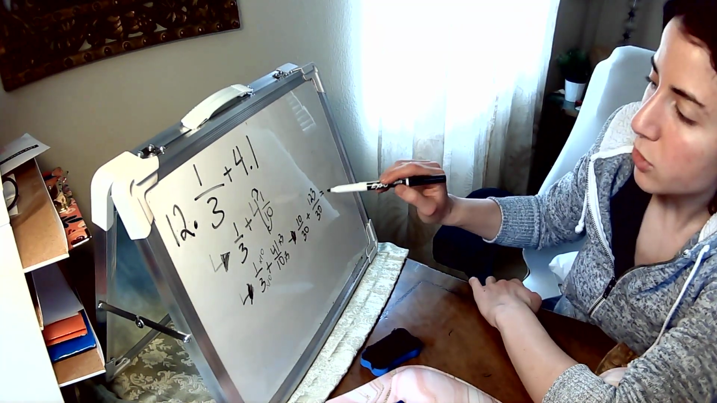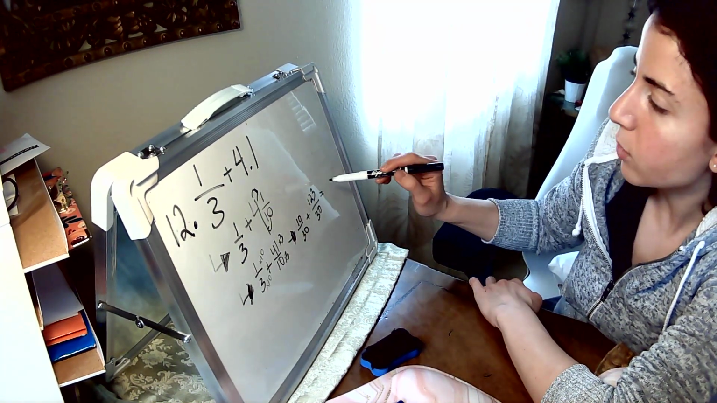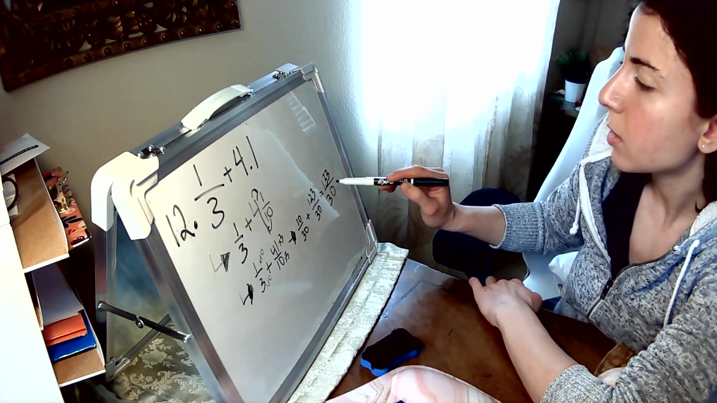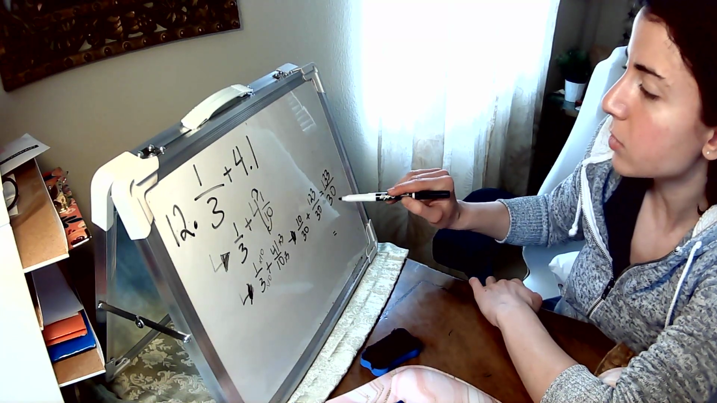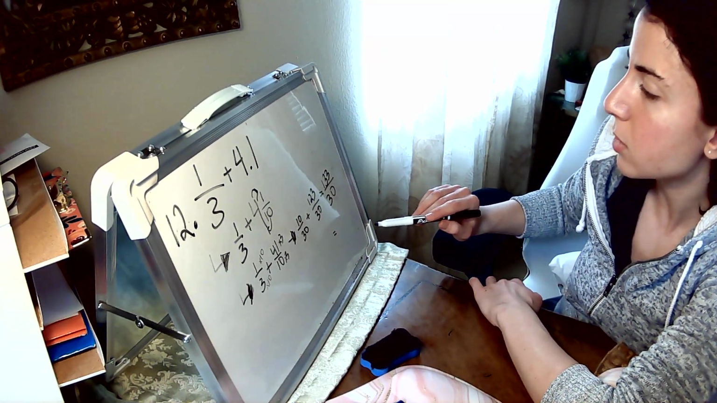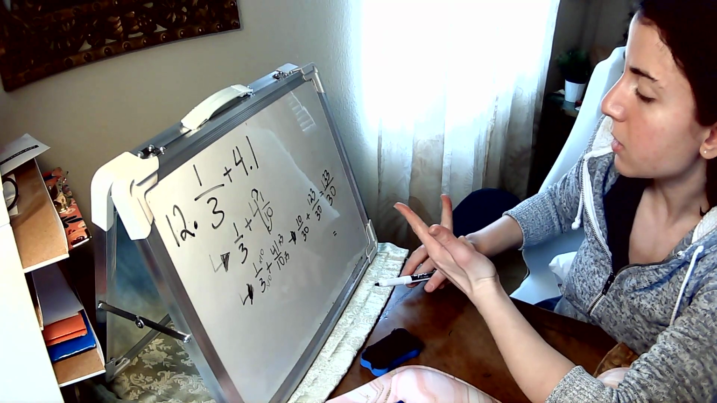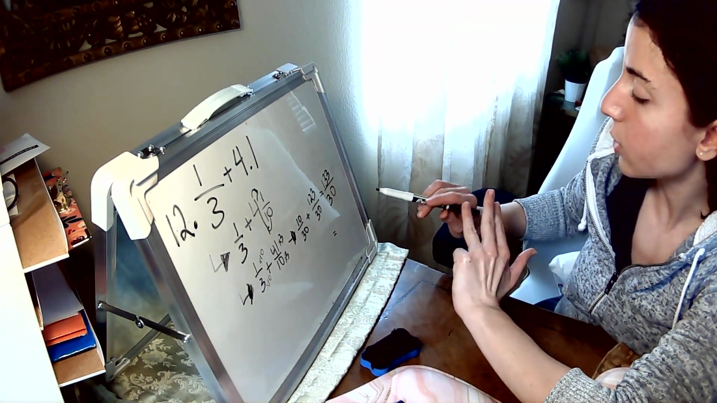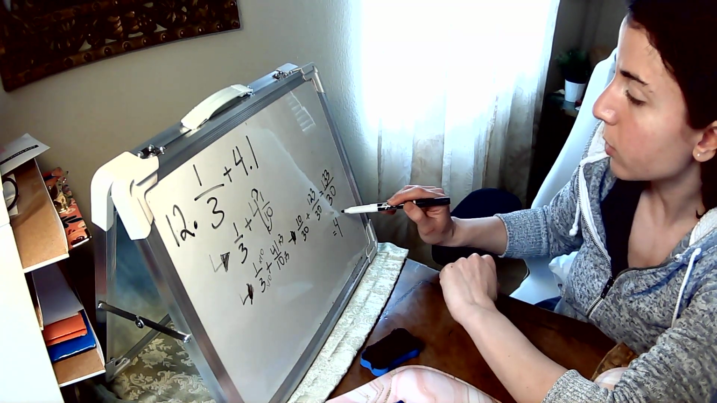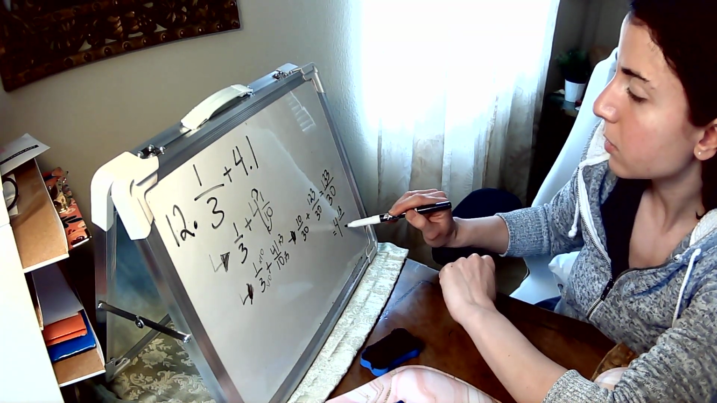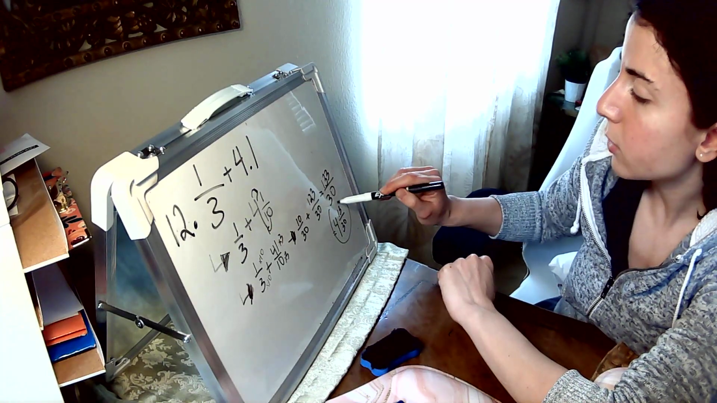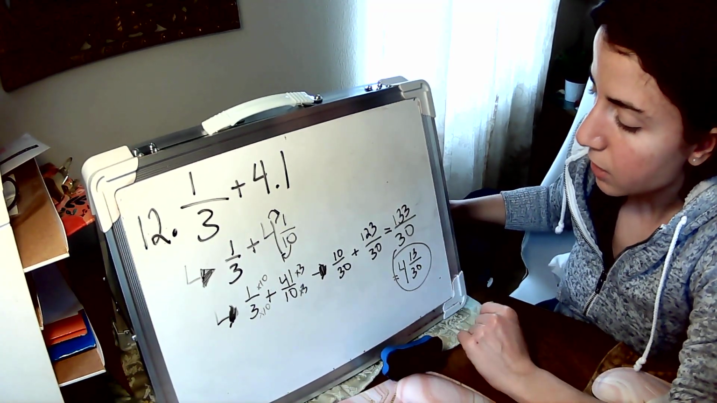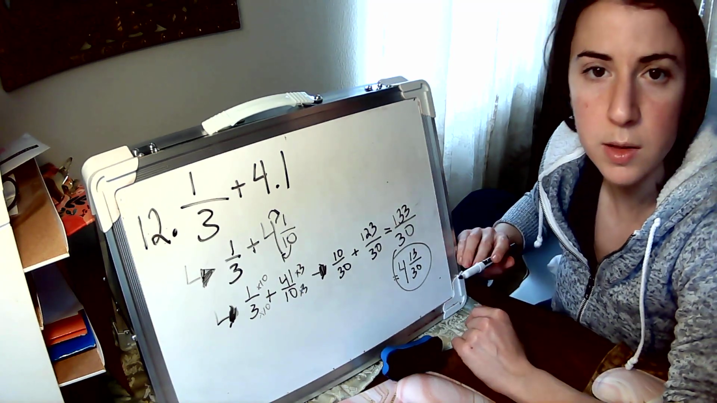Okay, now we just add these, right? 10 plus 123, 133 over 30, and then we just go ahead and divide. How many times does 30 go into 133? 30, 60, 90, 120, 150, so it goes in 4 times with a remainder of 13. Okay. 4 and 13 over 30. We cannot reduce that because 13 is a prime number.